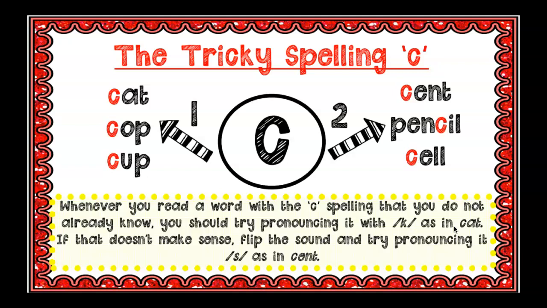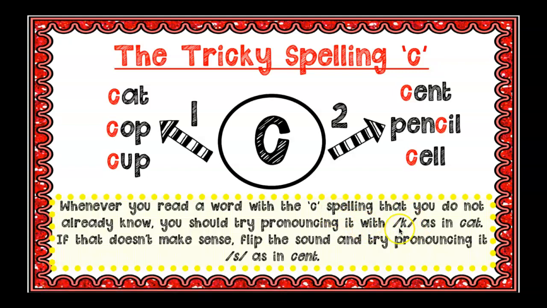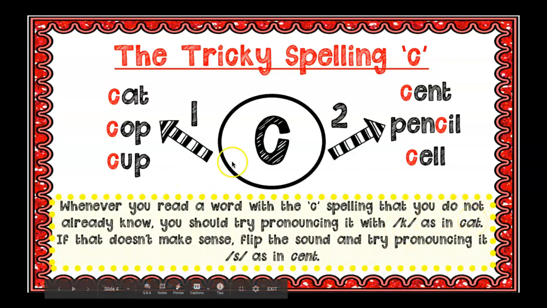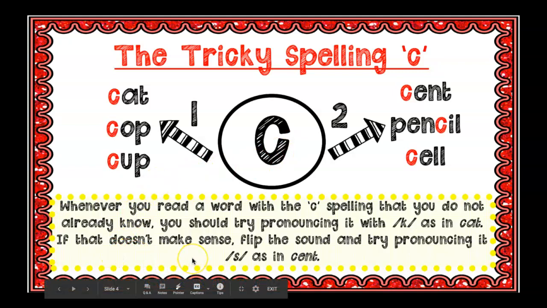Just a reminder, whenever you read a word with the C spelling that you don't already know, you should always try pronouncing it with the k sound, as in cat. Just like we learned in kindergarten, usually this letter C makes the k sound. However, if that doesn't make sense, then flip the sound and try a different way. Try pronouncing it with the s sound, like in scent.